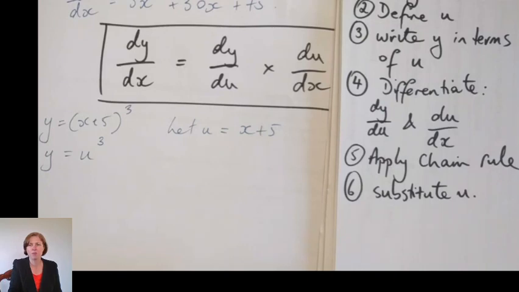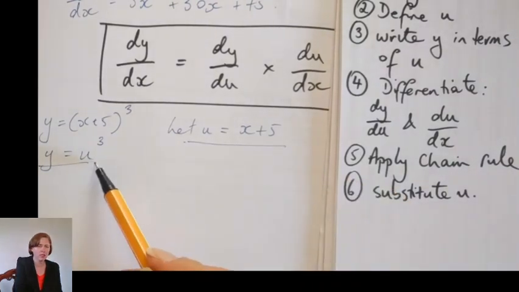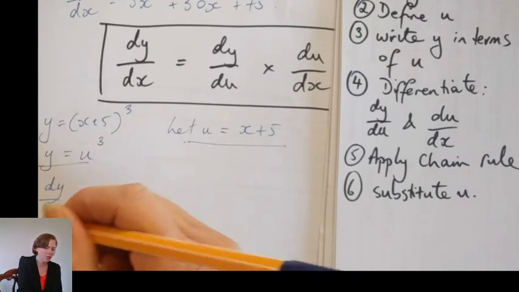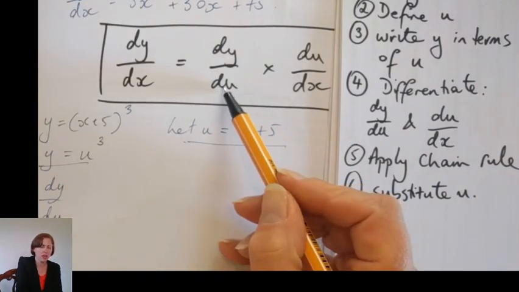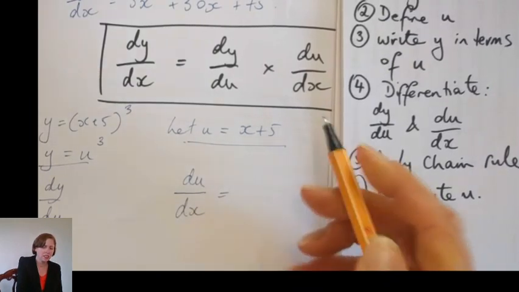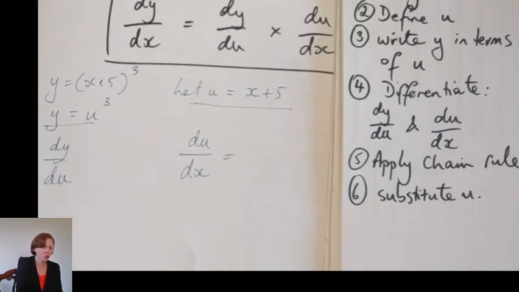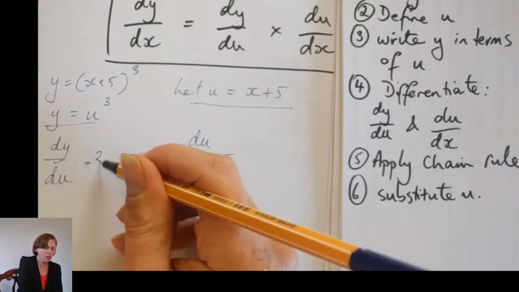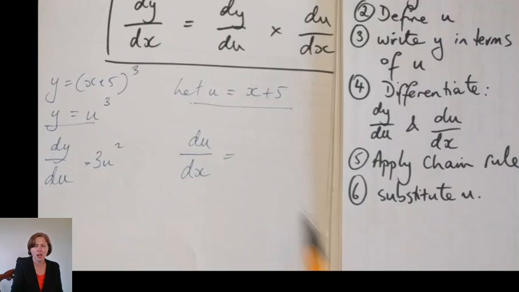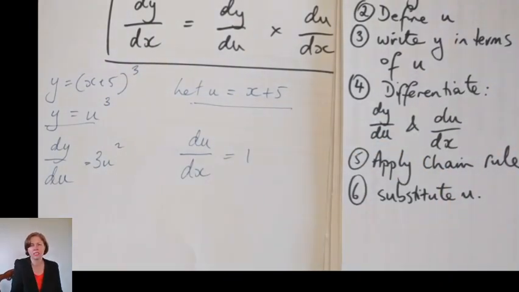My fourth step is now to differentiate. I'm going to differentiate each of these two equations, y in terms of u and u in terms of x. So I find dy/du, because that's going to go into the equation there, and I need to find du/dx, because that's going to go into my equation there. So dy/du: I've got y equals u cubed, dy/du equals 3u squared. I've got u equals x plus 5, so du/dx is just 1. It's a nice easy one.